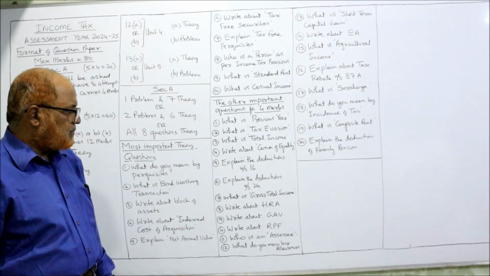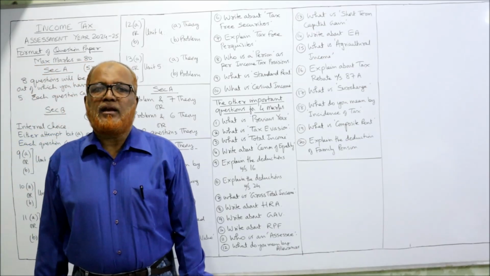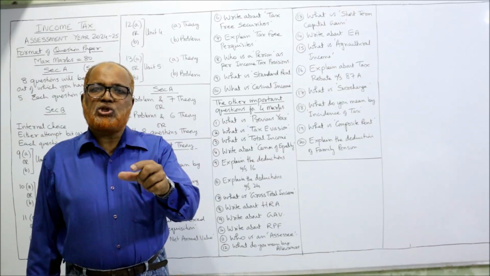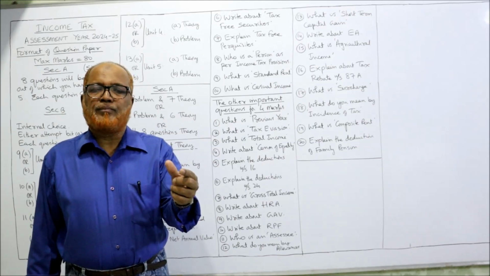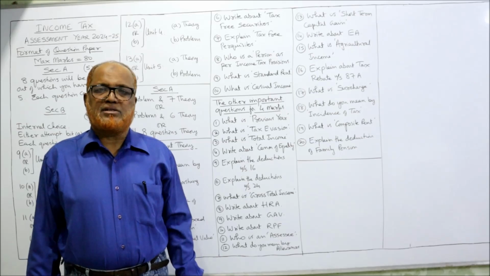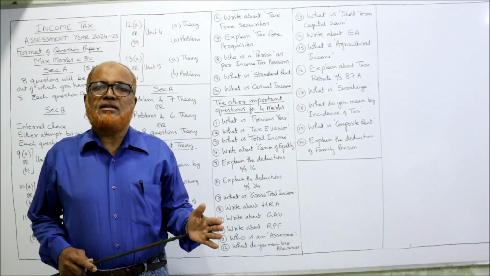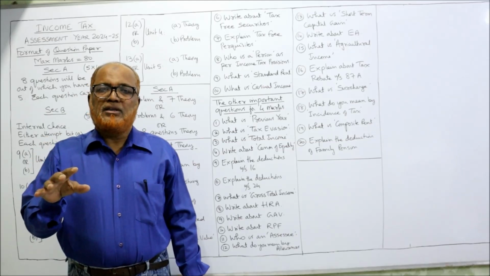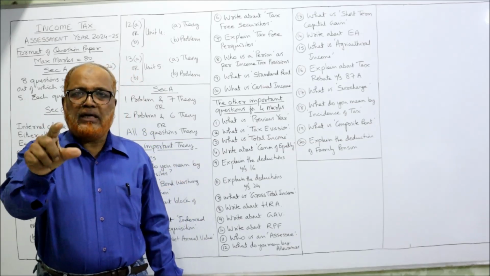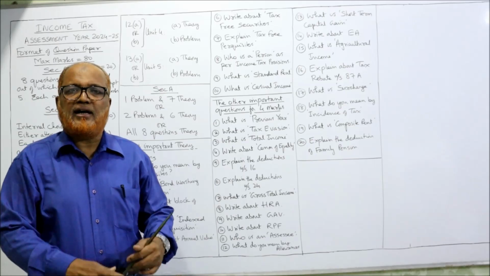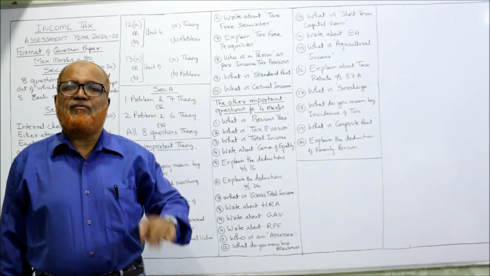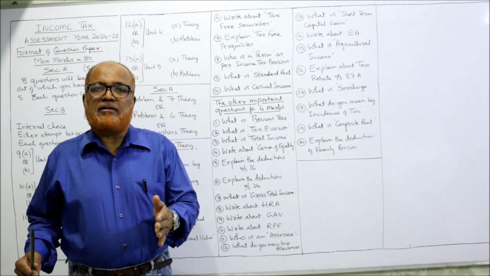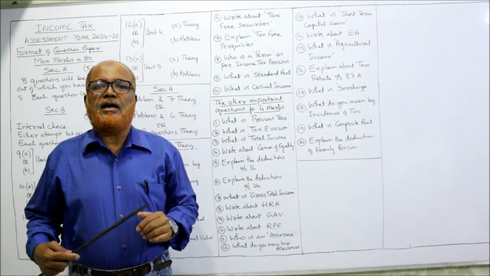Next comes write about RPF, Recognized Provident Fund. Provident Fund is a social security scheme from the saving of the employees. The government has started this Provident Fund scheme where employers are instructed that from the salary of the employee, some amount should be deducted and deposited in Provident Fund scheme. Later on, at the time of retirement, the amount can be taken by the employee.